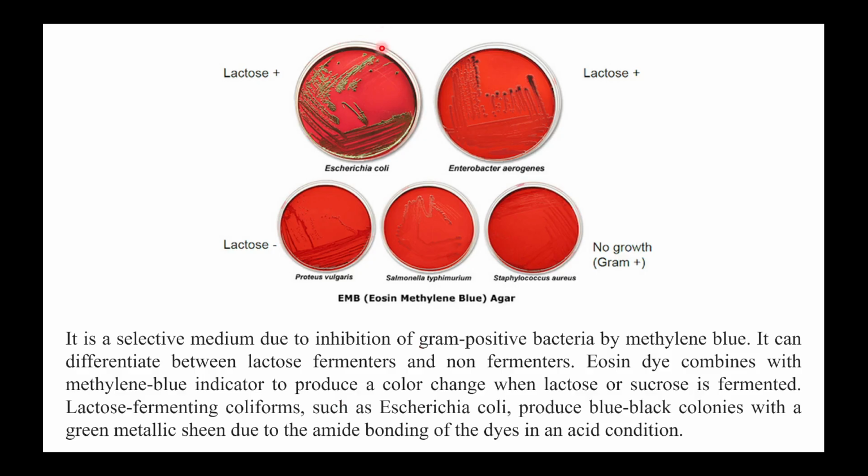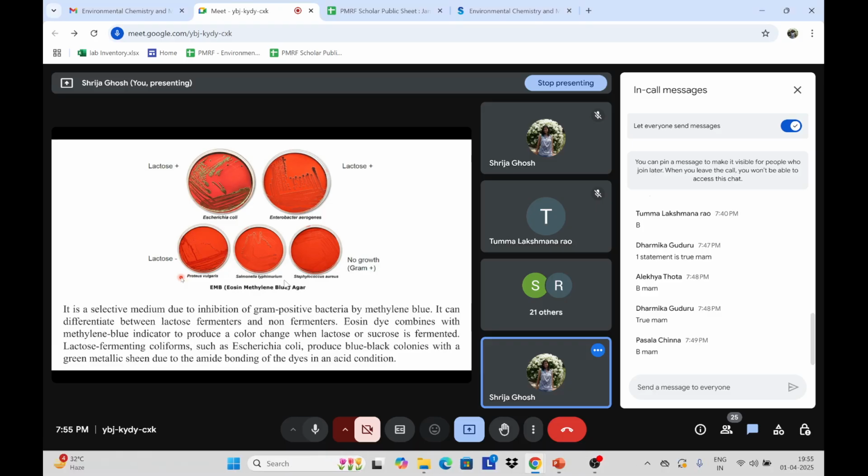So you can see here in this figure the E. coli colonies. The colonies are blue or black in color like this, and you can see there is a green metallic sheen around the colonies. Okay, so that greenish, metallic shine is there. That is because these are lactose fermenting colonies, and this is lactose non-fermenting colonies. Okay, this is clear to everybody. So this is also an example of a selective as well as differential medium.